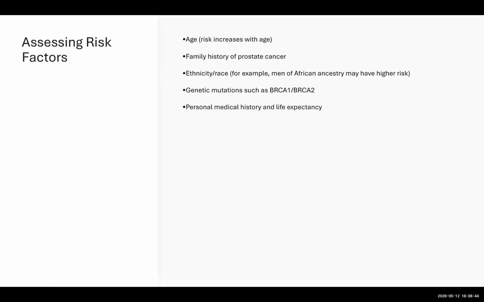Next slide. So all of this was actually said before, but again, in assessing the risk factors, some of the main things that we look at: age, risk increases with age, family history of prostate cancer, which my group member already mentioned, ethnicity. For example, men of African ancestry may have a higher risk. Genetic mutations such as the BRCA1 and BRCA2 genes, personal medical history, and life expectancy.